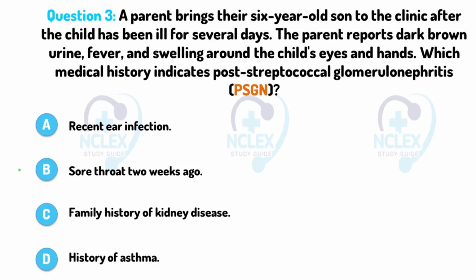Correct answer, B. Sore throat 2 weeks ago. Explanation: post-streptococcal glomerulonephritis, PSGN, is a kidney condition that typically develops 1 to 2 weeks after a streptococcal infection, such as strep throat. Symptoms include dark urine, swelling, and fever.